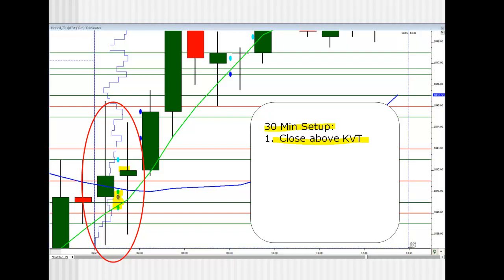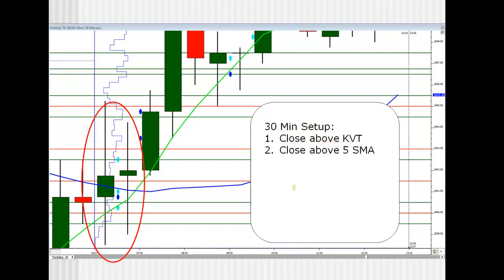After all, here we have 3 different levels that we've identified, 2 level 1s and 1 level 2. Here we only have a single level 1. So we want to make sure that we get a close above the bulk of our KVT activity. And we have that in this case. Now let's continue on and take a look at the other parameters involved with this setup.